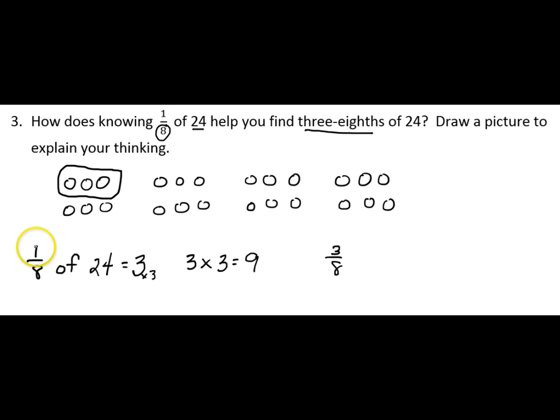So 3/8 of 24 equals 9. And here's my 3 groups of circles, or 3/8, to prove that there are 9 circles in 3 groups. So finding 1/8 of 24 and then tripling that answer gives me 3/8 of 24.